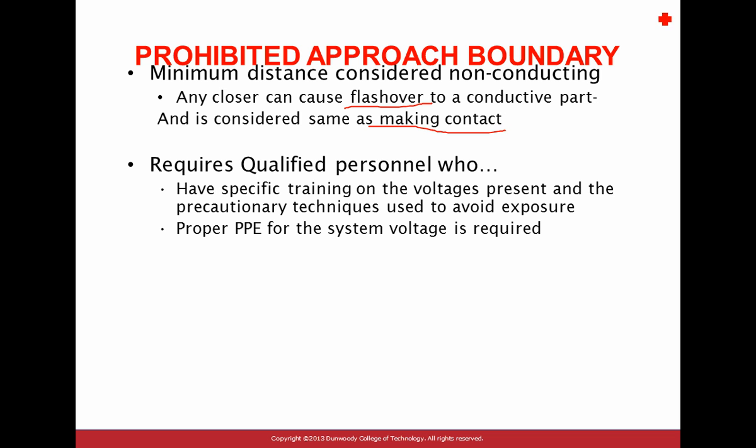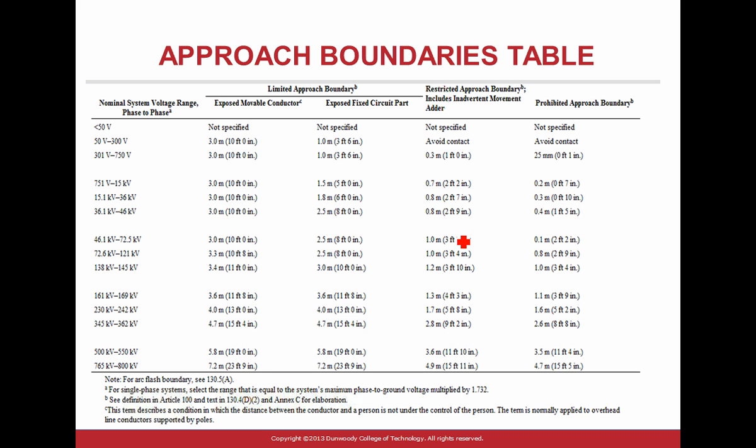And if you're in there, a qualified person has specific training. You have to have the presence of voltage detection used to avoid the exposure. You have to have the PPE for the system required. So you enter there, you have to have the right tools when you're working there, the PPE on you, and you have to be able to verify what you're doing. You know what you're doing when you're qualified, and you can verify that this is hot, but this is not. So you have to verify the voltages on the system. Any comments, guys, about the approach boundaries?